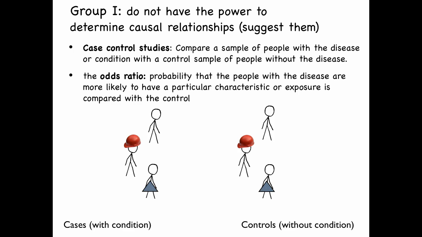The odds ratio would be the probability that the people with the disease are more likely to have a particular characteristic or exposure compared with the control. So for example, we might find out from this that all the cases have a particular characteristic here, a green face, and the controls do not. And so we can draw some inference there. This is particularly good for looking at rare diseases or potential genetic mutations. And this is where some of the really new innovative research for genetic causes of diseases has come from.